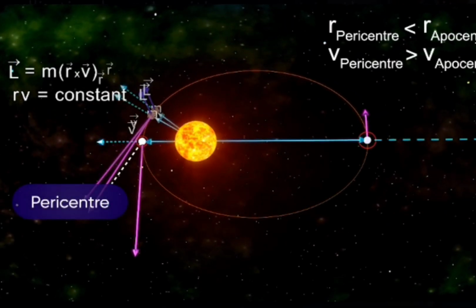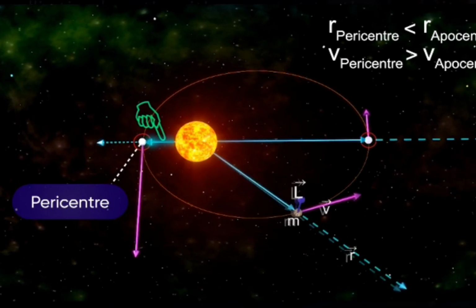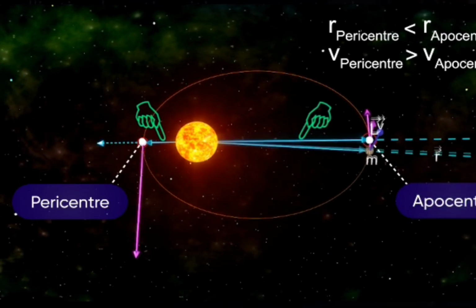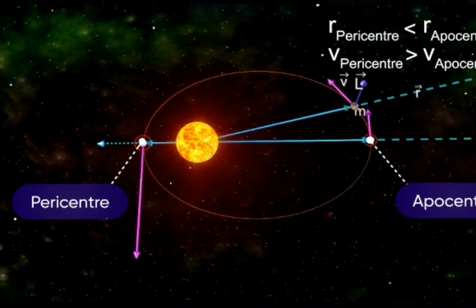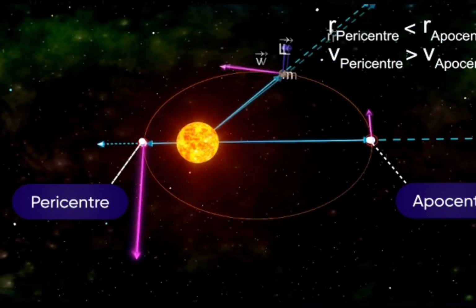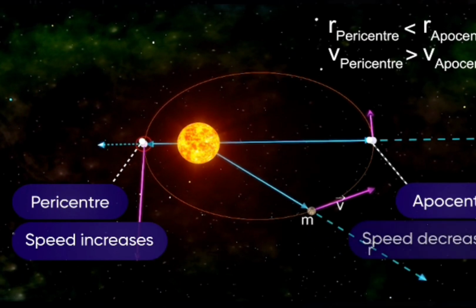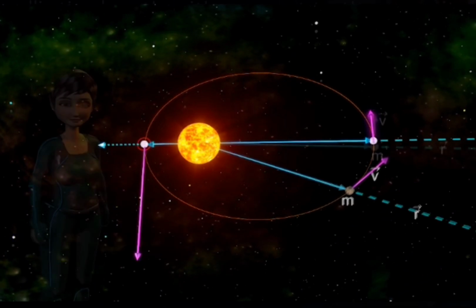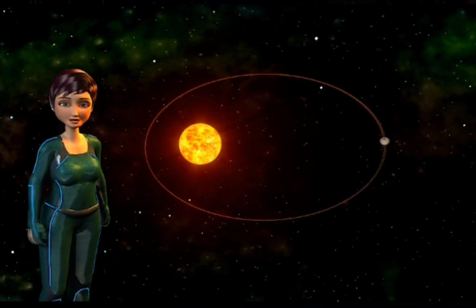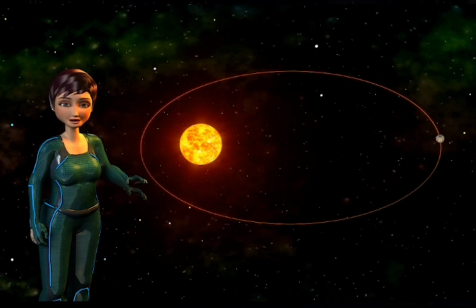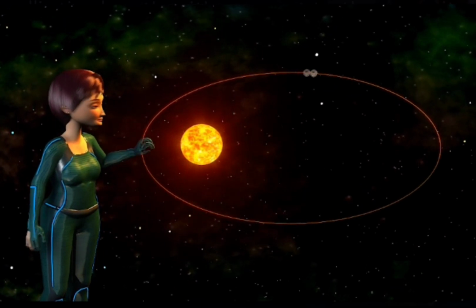At pericenter, r is less than that at apocenter. So, the speed of the planet near the pericenter increases whereas the speed at the apocenter decreases. This effect can be seen clearly when the orbit of the planet is highly eccentric.